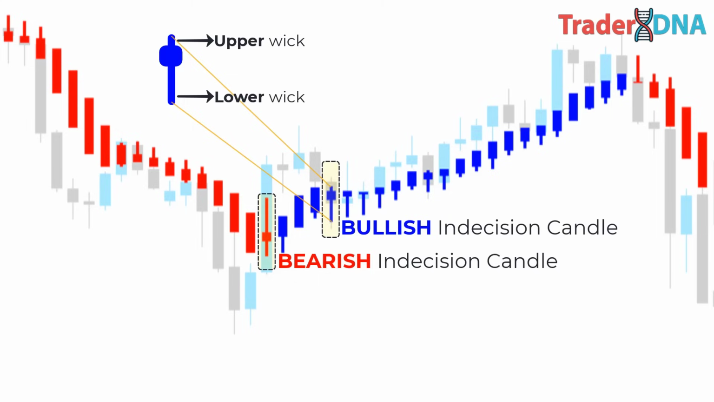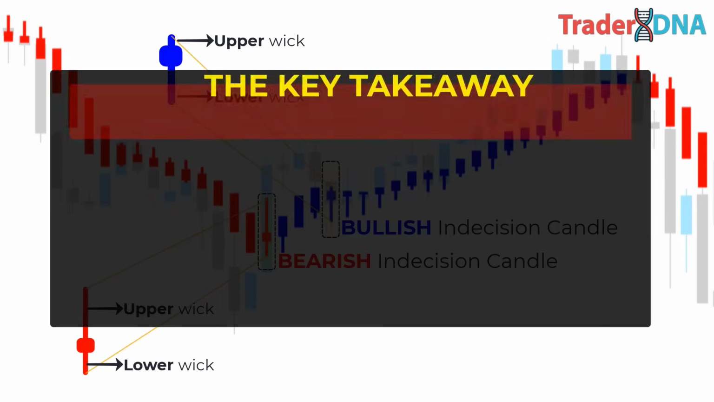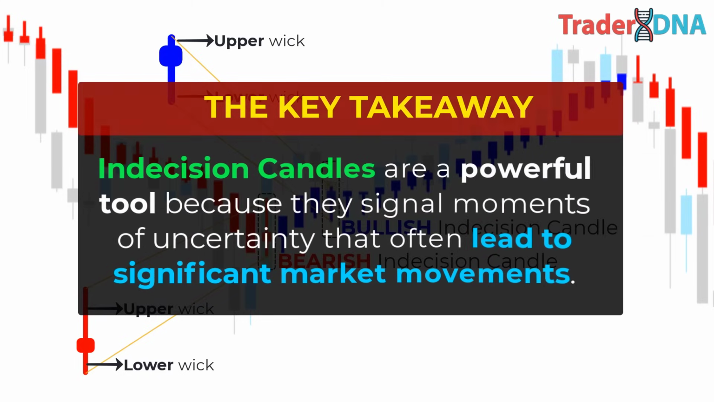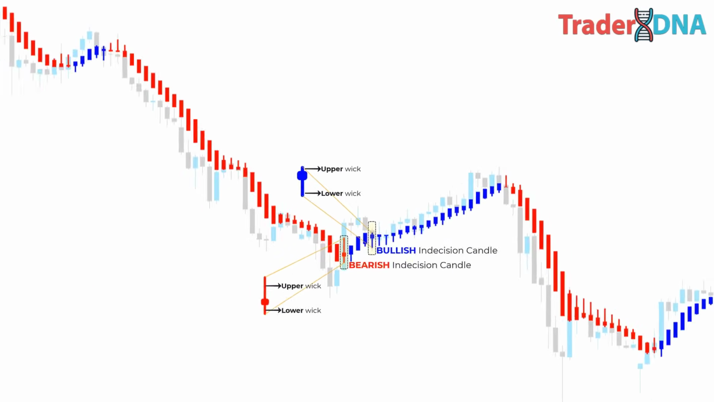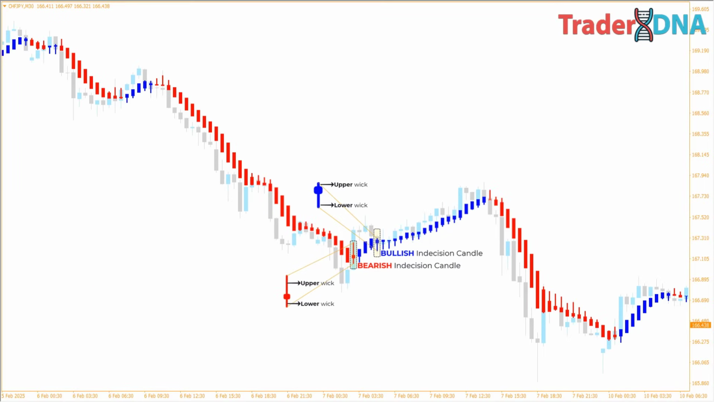Now, if the lower wick is short and the upper wick is long, this is a bearish indecision candle. The concept is the same, but in this case, the market has a bearish bias. So what's the key takeaway? Indecision candles are a powerful tool because they signal moments of uncertainty that often lead to significant market movements. When one appears, the market is essentially at a crossroads. Will it continue the current trend, or is a major reversal about to happen? Recognizing these signals allows traders to prepare for potential trend shifts before they fully develop.